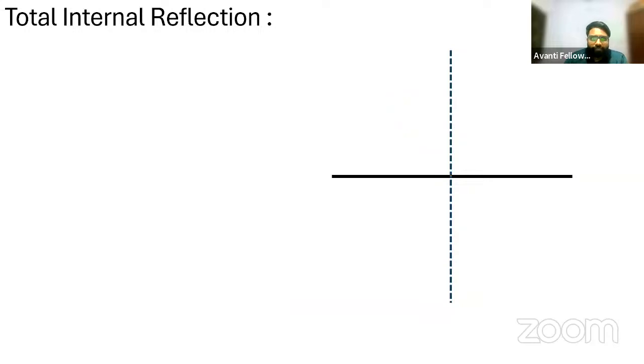Now, what is total internal reflection? We know that, let's say, this is glass, and here the other medium is air. So glass is the denser medium and this is the rarer medium. Okay. So we know that when a light ray moves from the denser medium to the rarer medium, it moves away from the normal.